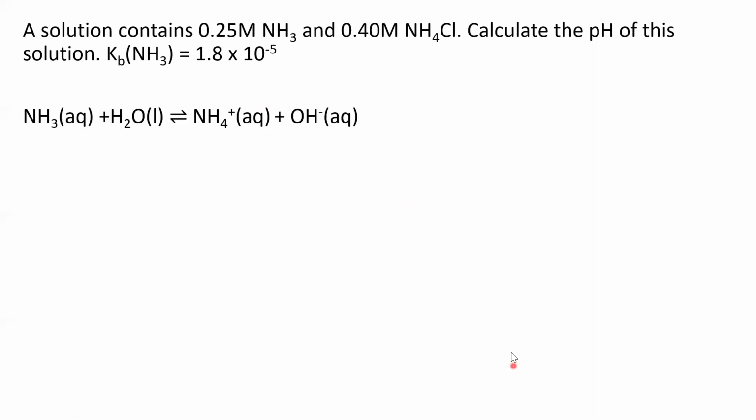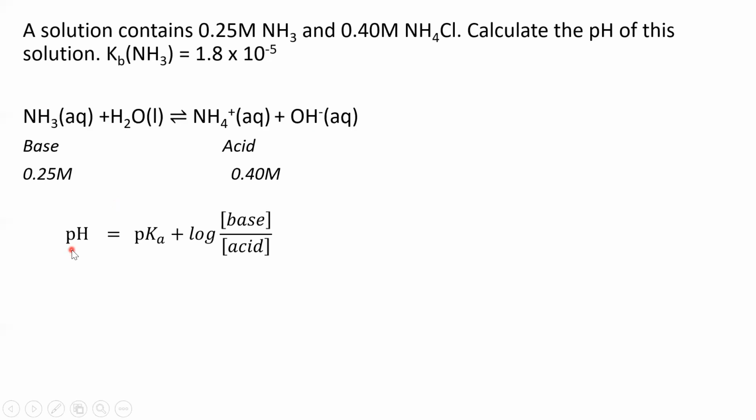Well, the first thing we want to do is write down that reaction so we know the chemistry that's involved. So we have the ammonia reacting with the water. Since ammonia is a base, the hydrogen ions going from the water to the ammonia, we're going to produce ammonium and hydroxide. So we're going to use our Henderson-Hasselbalch equation. pH equals pKa plus the log of our base over our acid.